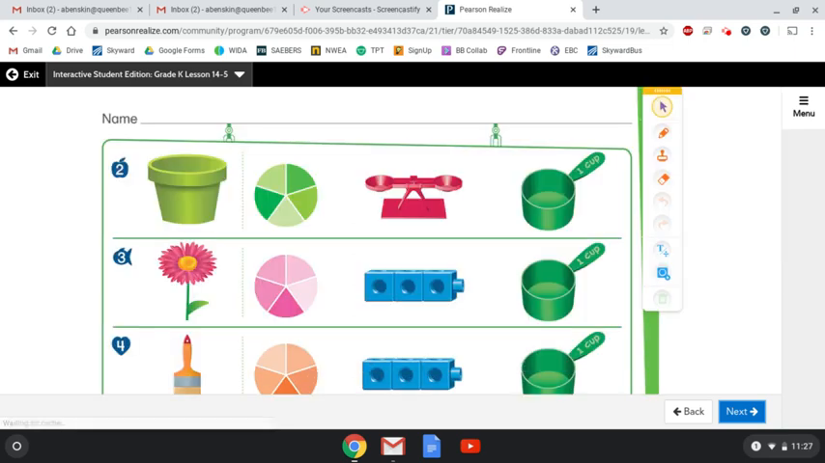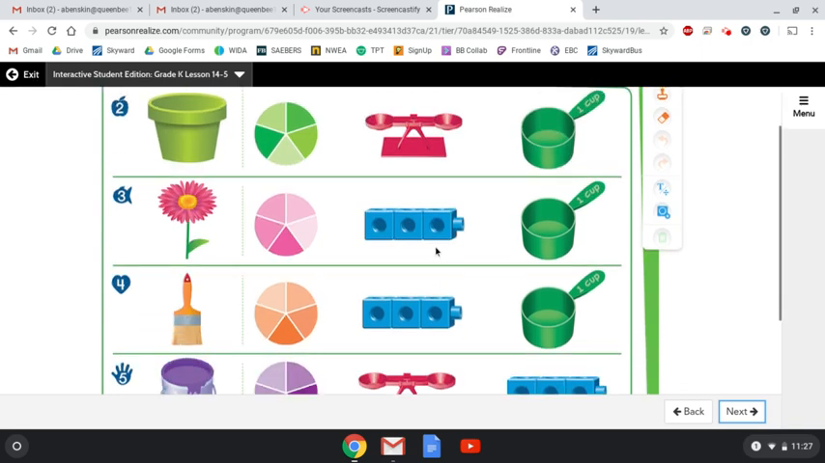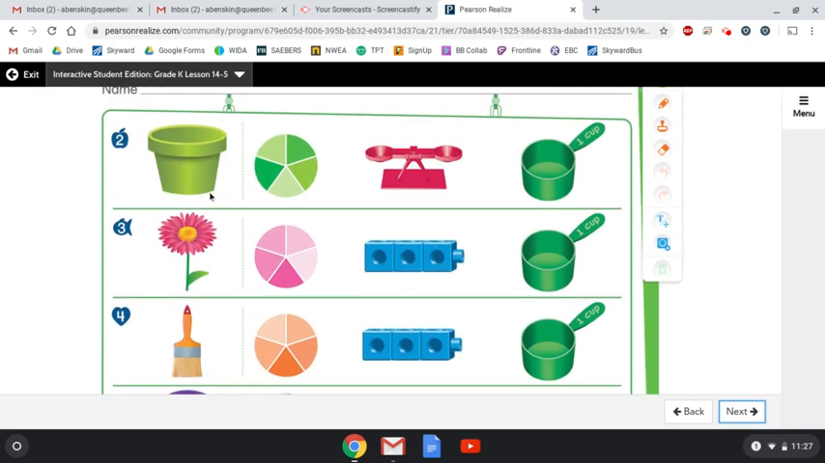And this is going to be the part where you grown-ups are going to talk about it and talk about the measurable attributes. Remember, color is not measurable, so it can't be green, but you could measure how heavy it is or how much the pot holds. Okay, so go ahead and do this together, and I will see you guys tomorrow.